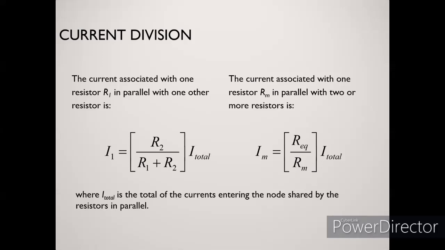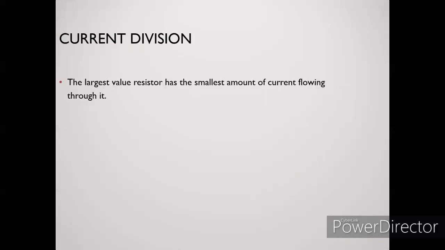So the first formula, we can only use it if there's only two resistors. We cannot use it if there's three or more. If there's more than two resistors, we must use the second formula. The first formula is only a special formula for two resistors. Alright, so in current division, the largest value resistor has the smallest amount of current flowing through it.